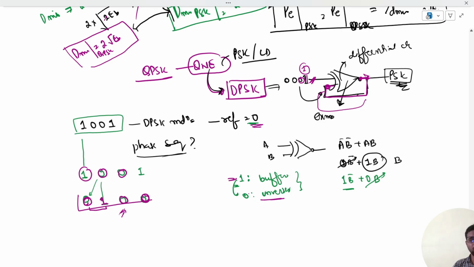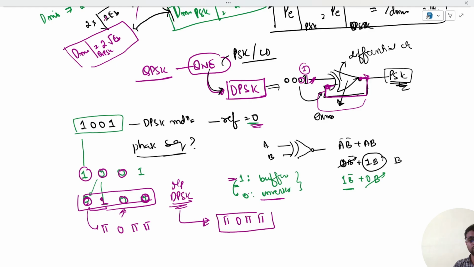So this is basically the output of the differential encoder, and differential means differential phase shift keying. This is basically the input of the DPSK. When it is given to the DPSK modulator, corresponding to 0, it will represent a phase shift of pi. Corresponding to 1, it will represent 0. Corresponding to 0, it will represent pi, and pi. So the output will be phase shifted signals of the sequence pi, 0, pi, pi. So this would be the answer.